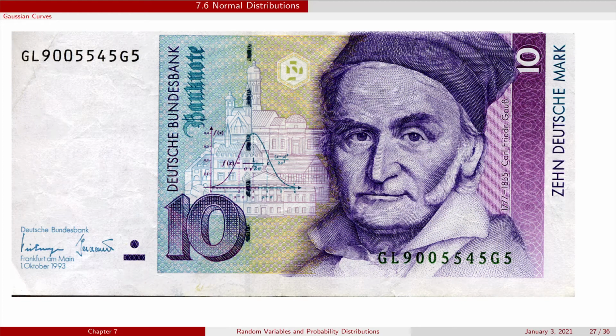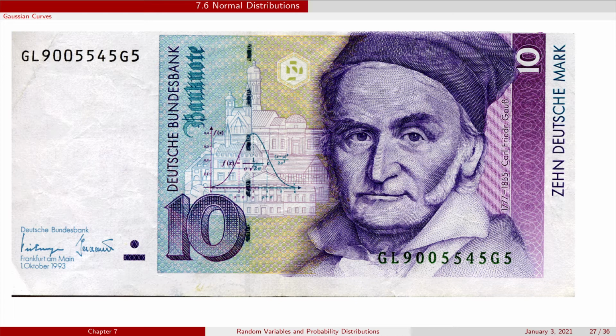Here are the notes for section 7.6. The title is Normal Distributions, and most of what we're doing comes from this gentleman, and his name is Carl Friedrich Gauss. He was born about the time we signed the Declaration of Independence in this country, and his work was so famous that the German government put a bell curve and the function for a bell curve on their $10 bill.